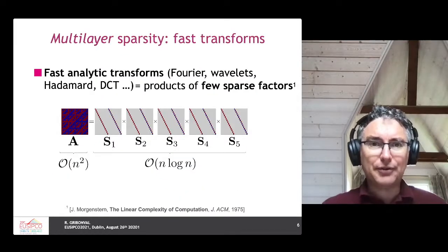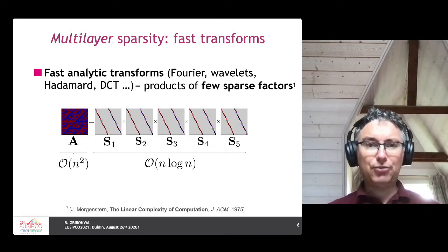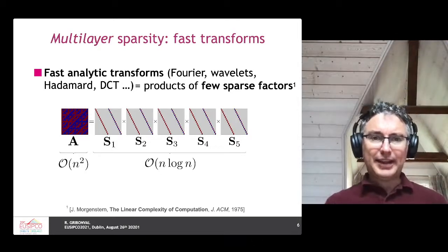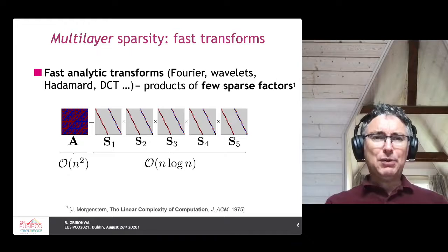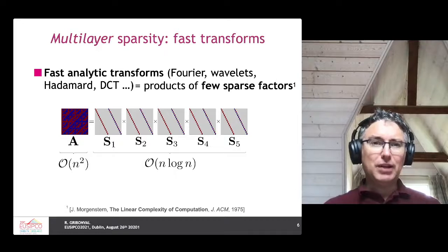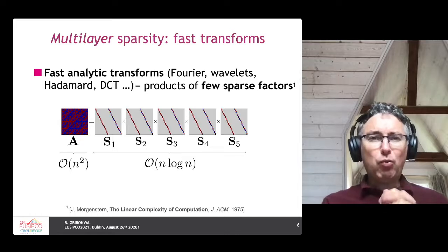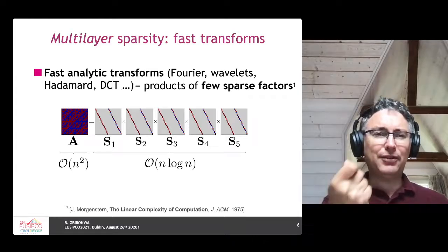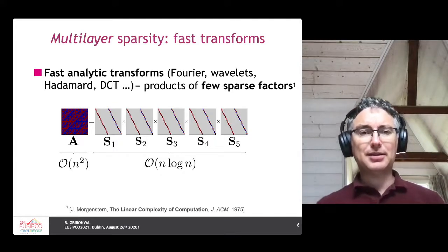And a natural setting of problems with more layers is problems where you want to manipulate fast transforms, which has been known for several decades now. In signal processing, we manipulate many fast transforms, which are associated to analytic transforms such as the Fourier transform, the wavelet transform, etc. What is really behind the hood and makes this transform fast is that the corresponding matrix can be written as the product of a few sparse factors.